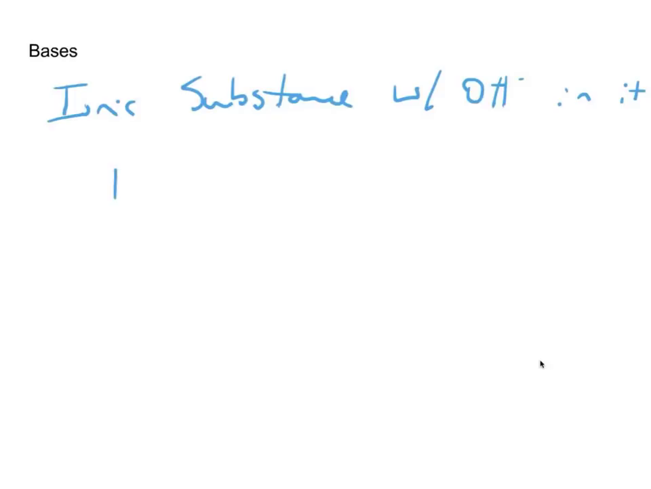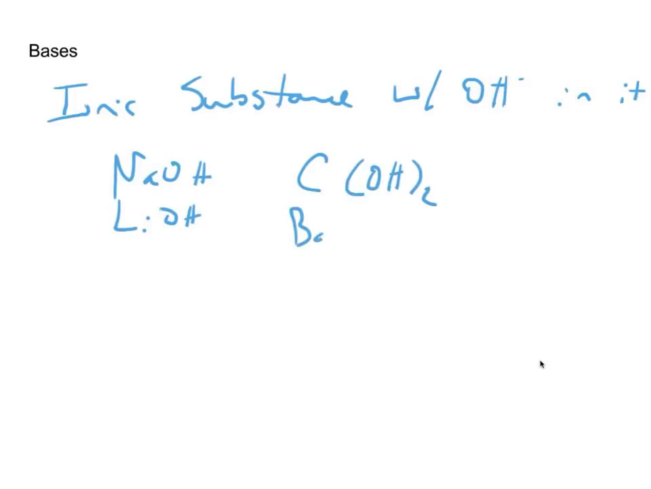Now, if you understand what an acid is, it's very easy to identify what a base is. If an acid is anything that has H plus in it, a base is an ionic substance with OH minus in it. For example, NaOH, LiOH, Ca(OH)2, Ba(OH)2. These substances, bases, are any ionic substance with OH as its anion.